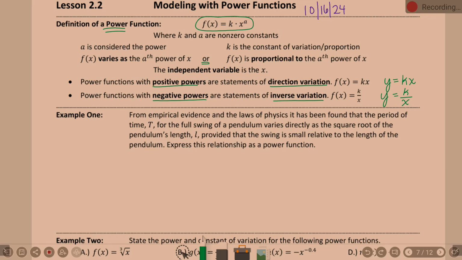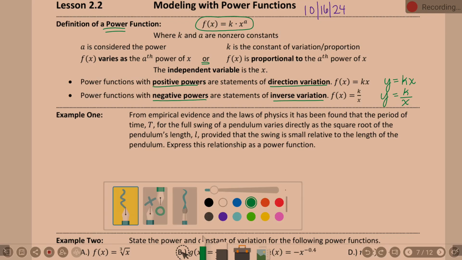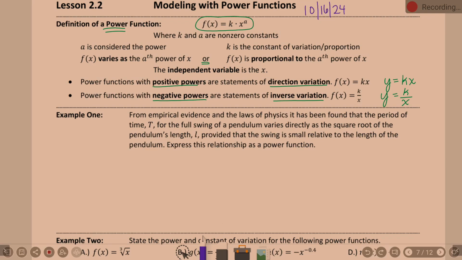So let's look at example 1 here and go from there. From empirical evidence and the laws of physics, it has been found that the period of time t for the full swing of a pendulum varies directly as the square root of the pendulum's length L, provided that the swing is small relative to the length of the pendulum. Express this relationship as a power function. Okay, so basically, scenario here, we're going to use this to write a power function.